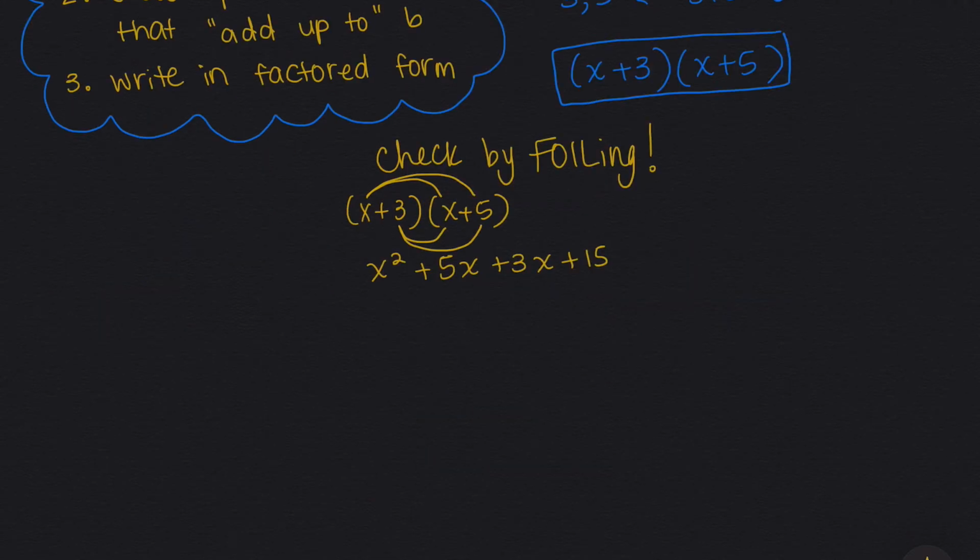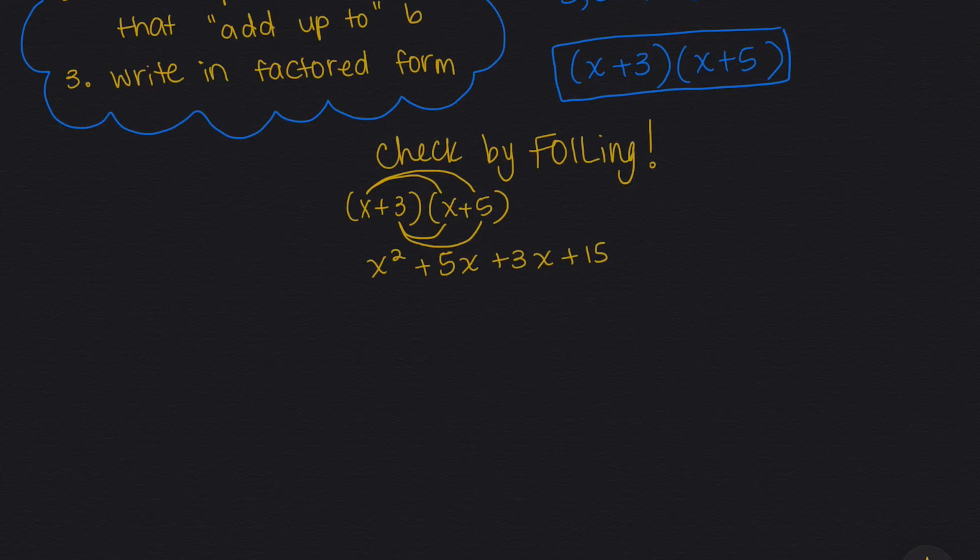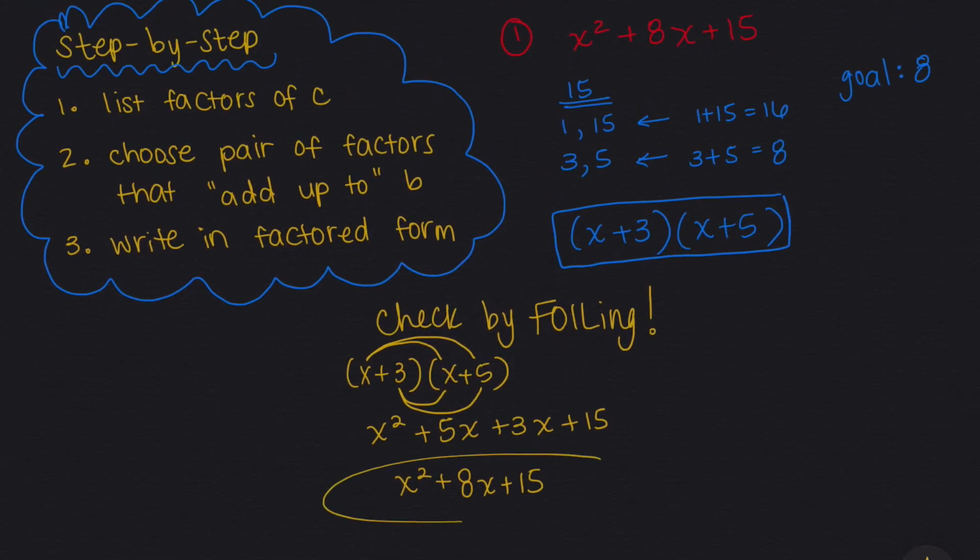If we look at our polynomial here, we see that we have like terms. Our like terms being 5x and 3x. We can tell they're like terms because they have the same variable x and the x's have the same exponent, which is 1. We can combine them and get x squared plus 8x plus 15. And if we compare, this is exactly what we started off with. So we know we did it correct.